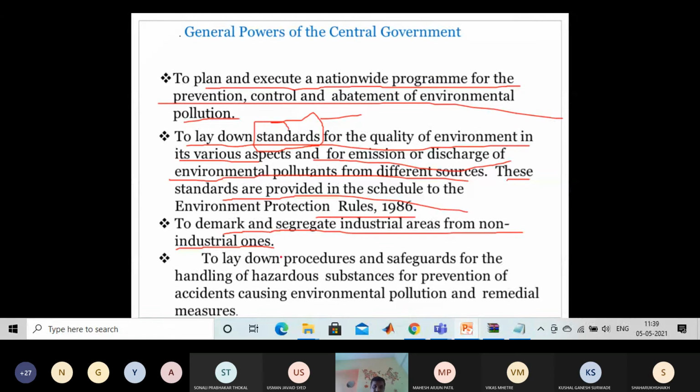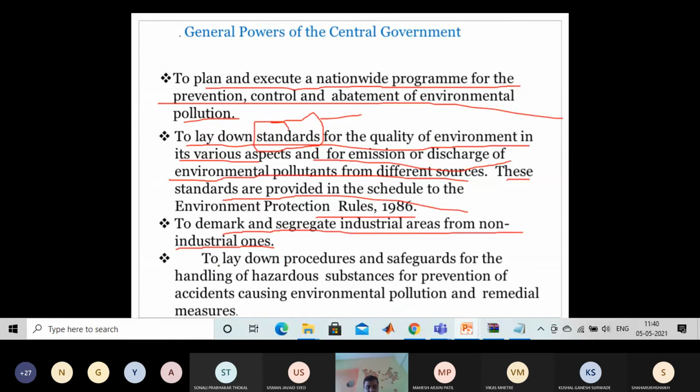If all industries are at one location, one site or one area, we can make a common treatment plant facility, or we can make some provisions there, because some industry produces waste and that waste can be utilized by another industry. In this way we can coordinate between the different industries and reduce the overall effect on the environment. So there needs to be a demarcation, a segregation of the industrial zone as compared to other zones.